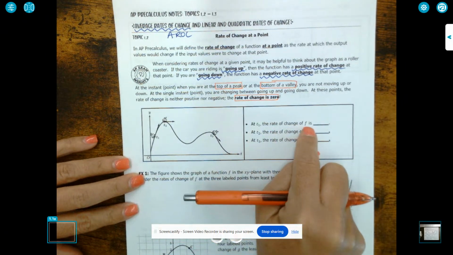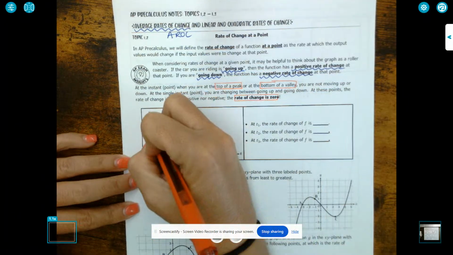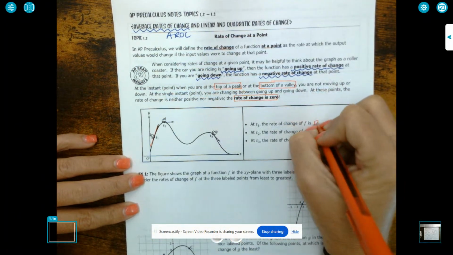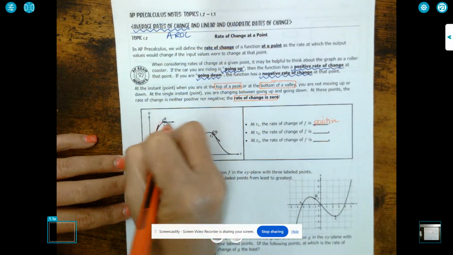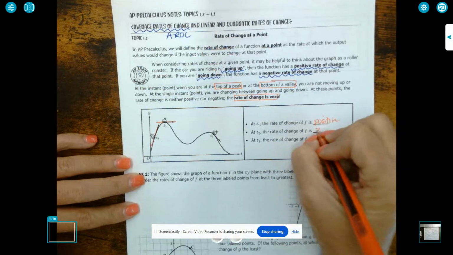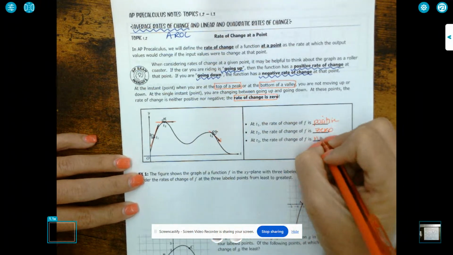Okay, so if we look at our figure here, the rate of change of f at T1, so that's over here at T1, we're going up, so that is going to be positive. The rate of change at T2, straight across right there, so that is going to be zero. And the rate of change at T3, we're going down, so that is going to be negative.